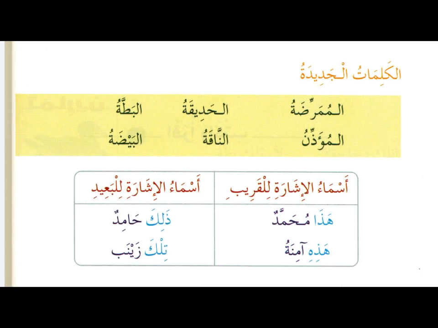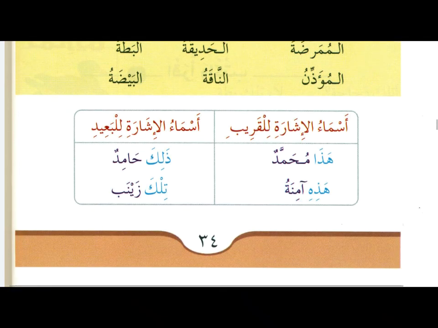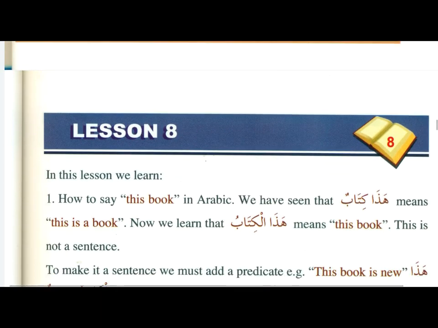Al kalimatul jadida, new words, you will write their meanings here and you will upload it to Google Classroom as your homework. Asma'ul ishara lil qarib, haza and hazihi are known as asma'ul ishara lil qarib. And zalika and tilka are known as asma'ul ishara lil ba'id.